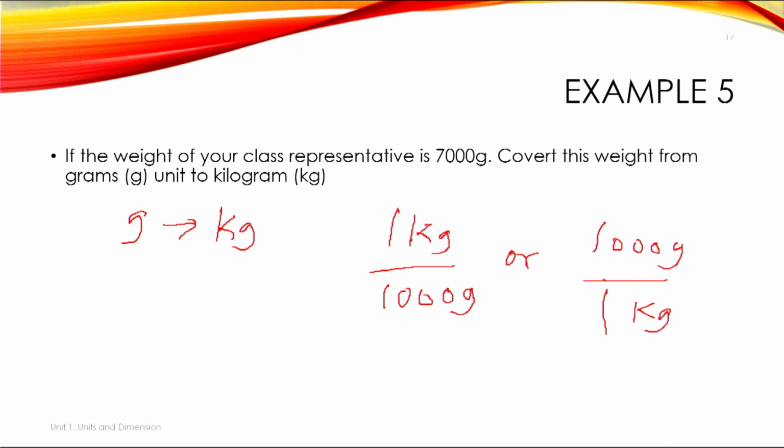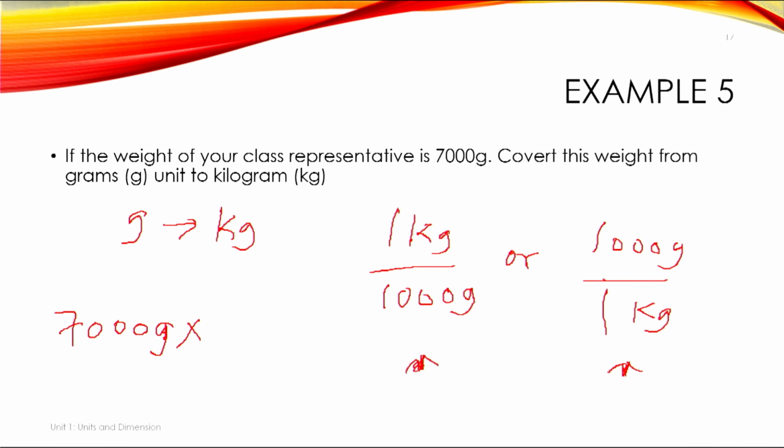So the most important thing is that we want to eliminate the gram as given in the question. So we write 7,000 grams multiplied by the conversion factor. So here comes the options again. Are we to use this one or this one? You can pause the video and select the appropriate conversion factor that applies to this problem.